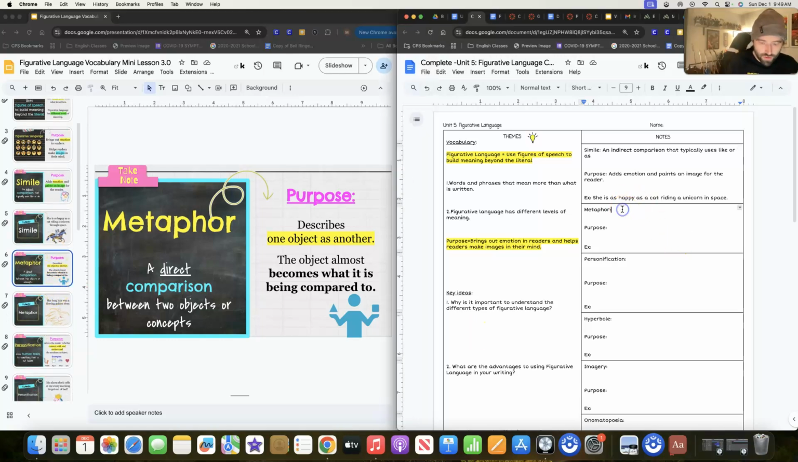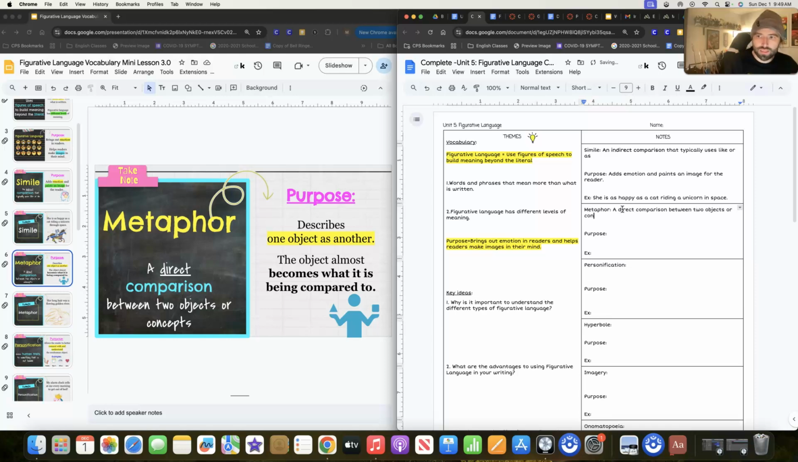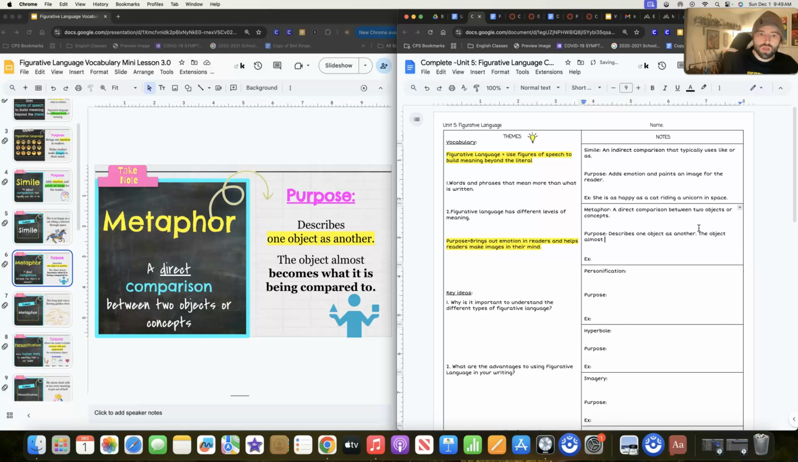A metaphor is almost identical, but here's the difference, right? This is a direct comparison between two objects or concepts. I say one thing is another. Time is a thief. I'm not saying time is like a thief. I'm saying time is a thief. And with this, it describes one object as another, so the object almost becomes what it is being compared to.